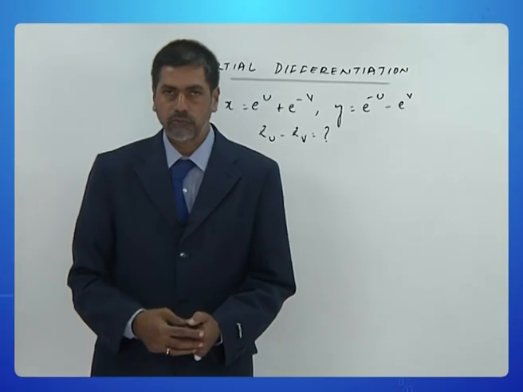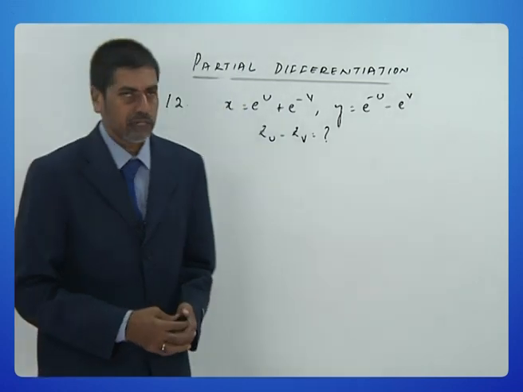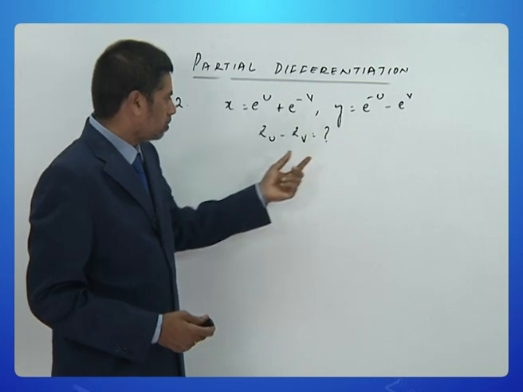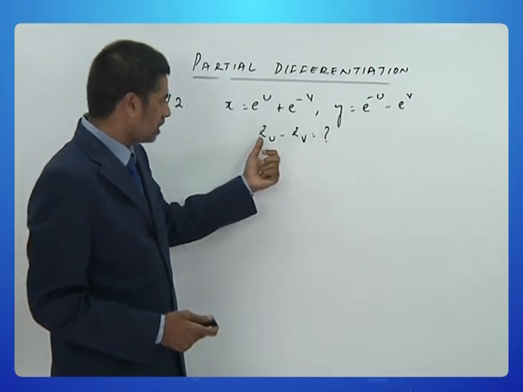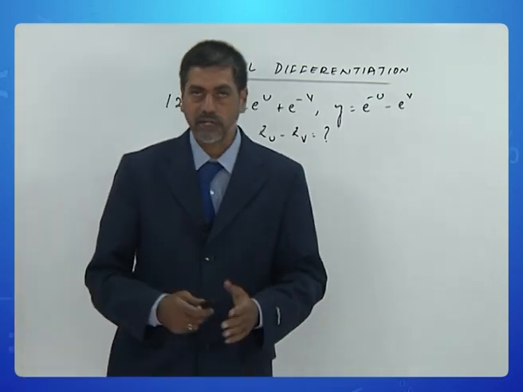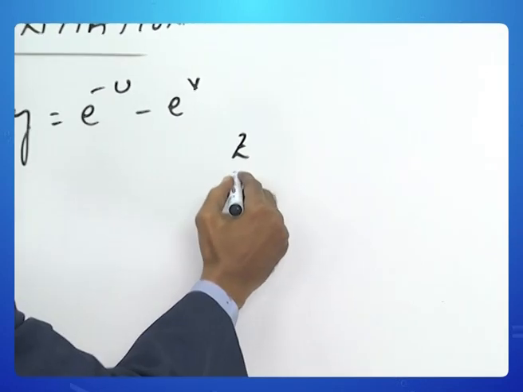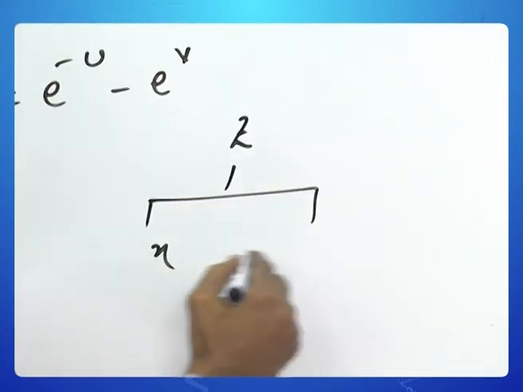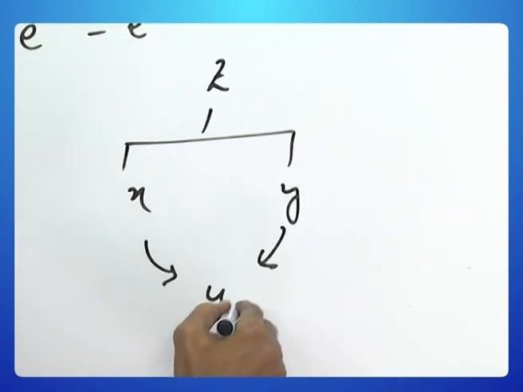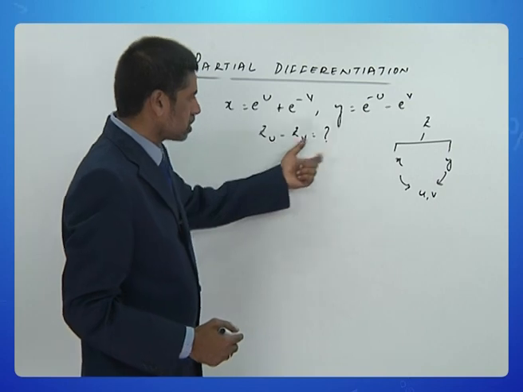In this question, which is again based on the total derivative concept, one can observe that x and y are both functions of u and v. But from the question, we can easily see that z is the dependent variable. So we can draw a tree diagram accordingly. Z is a function of x and y, where x and y are functions of u and v. So let's find out zu and zv.